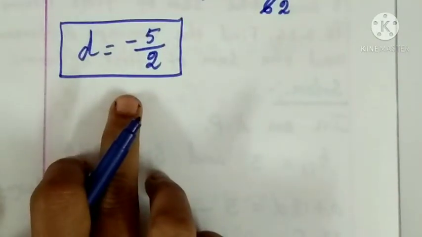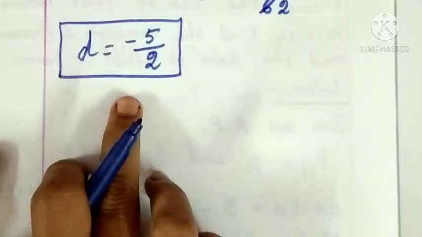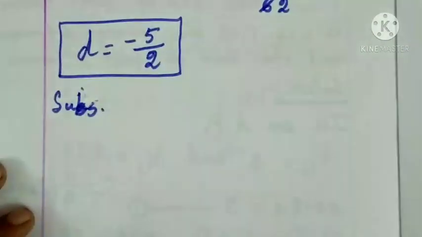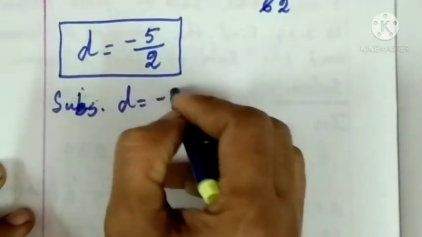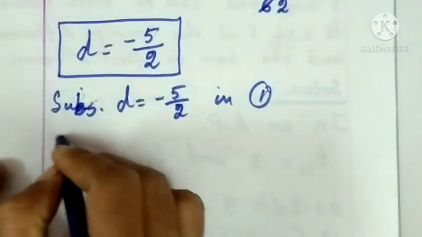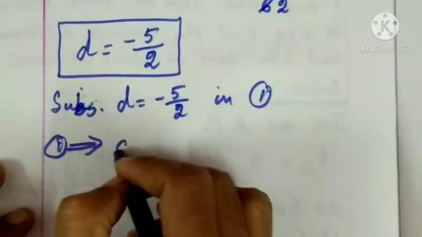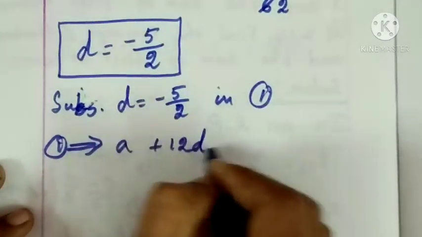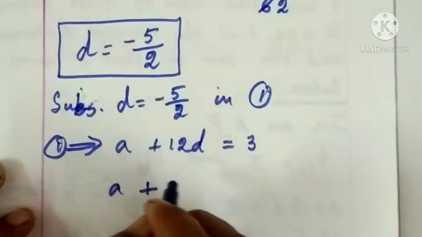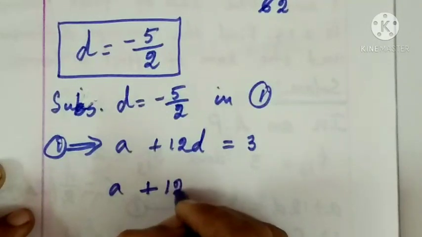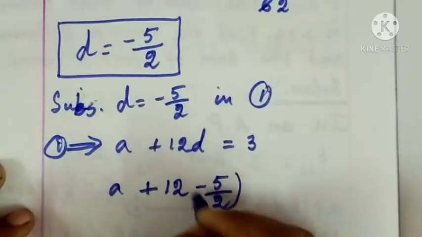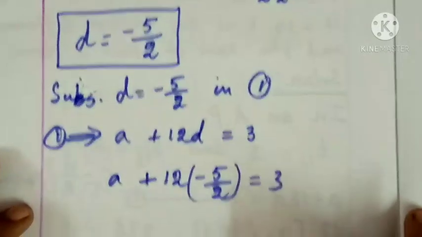We have to substitute this value in the first equation and find a. See, substitute d is equal to minus 5 by 2 in the first equation. First you take down and write the first equation: a plus 12d is equal to 3. Here a plus 12 into d, where d is minus 5 by 2, is equal to 3.